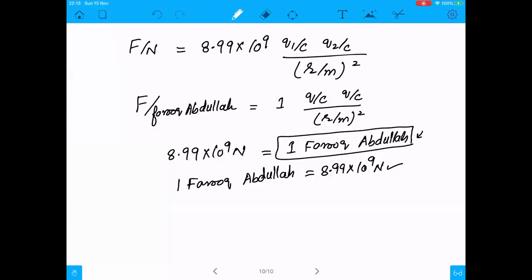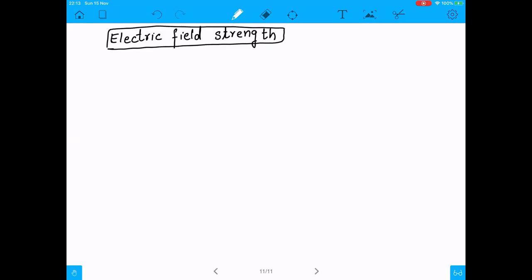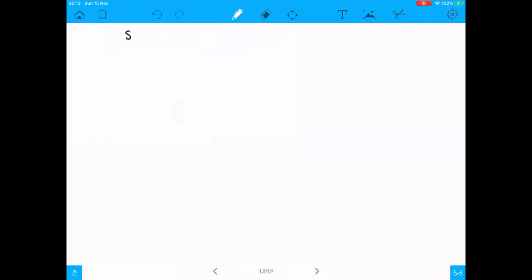In this slide, we are going to cover the electric field strength. But before moving towards electric field strength, I would like to cover another topic, that is sign convention.